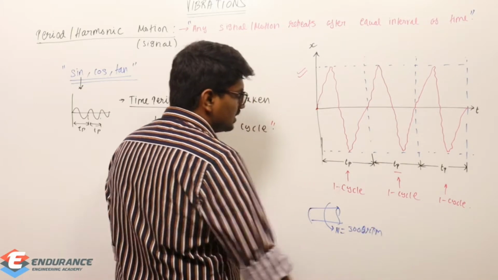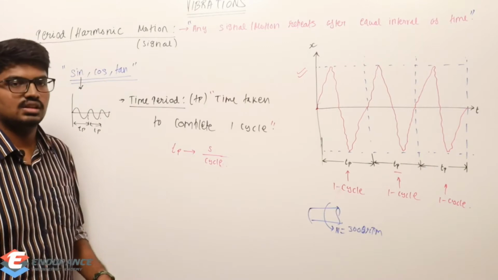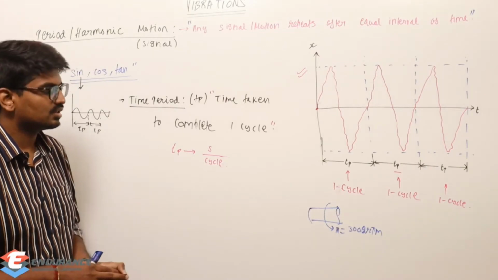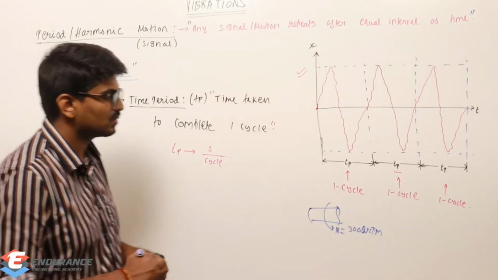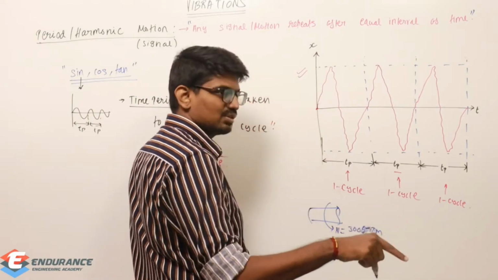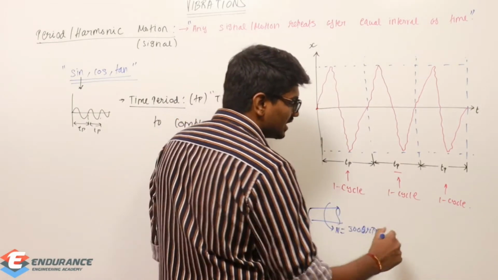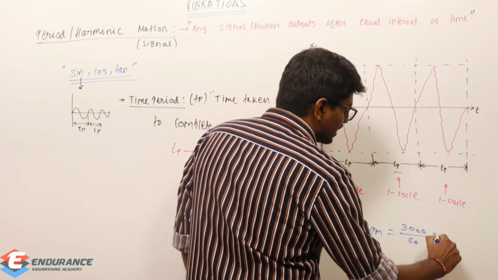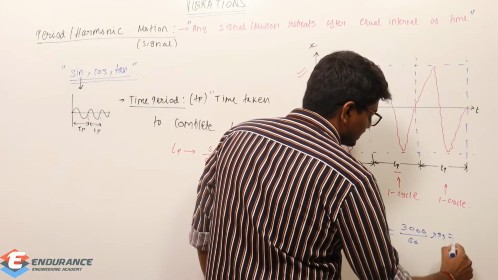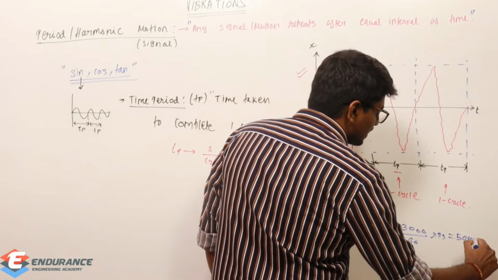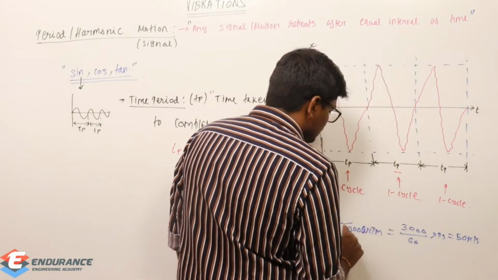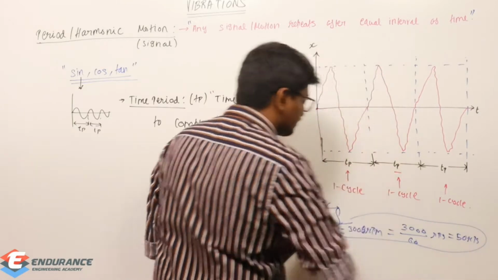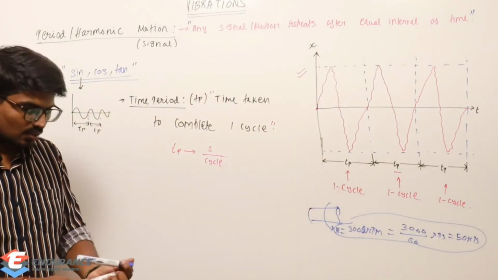3000 revolutions per minute. If I want to convert it into seconds, in place of minute, I have to substitute 60 seconds. So it is 3000 by 60 RPS. That is nothing but 50, right? 50 revolutions per second. So when this shaft rotates at 50 RPS, what is my time period?